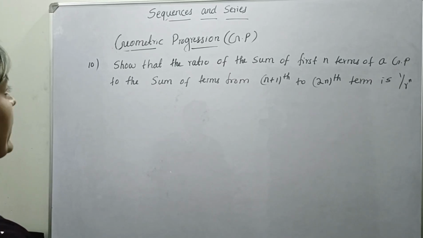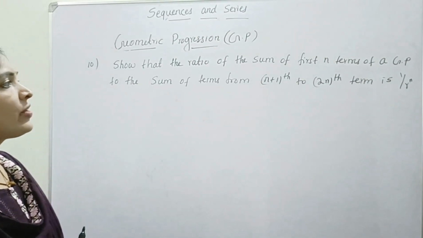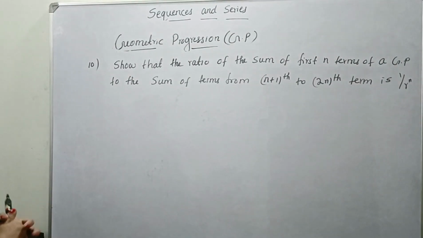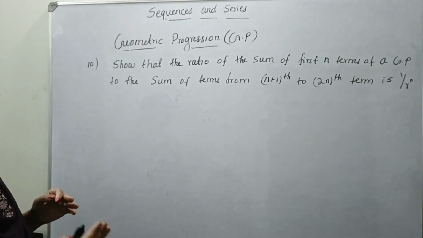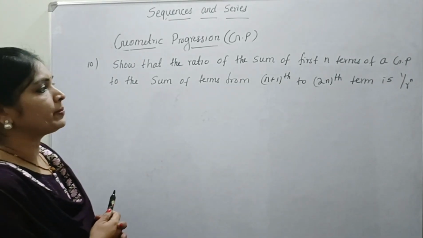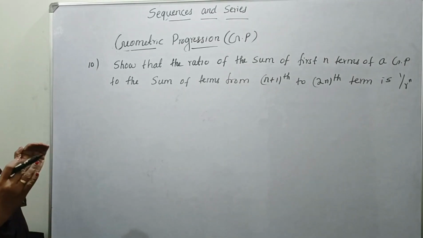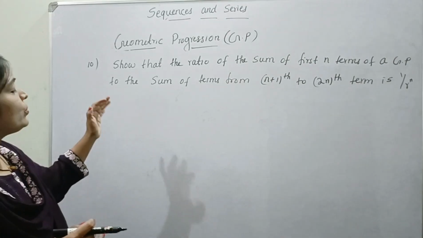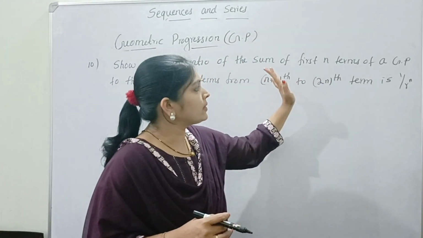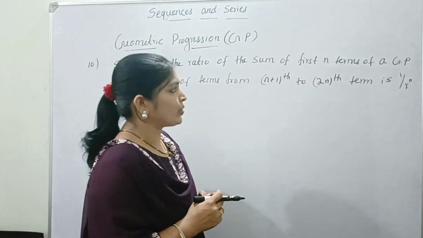Next question is, show that the ratio of the sum of first n terms of a GP to the sum of terms from n plus 1 to 2nth term is 1 by r raised to n. Okay, see here, first of all, we have to prove this ratio is 1 by r raised to n.